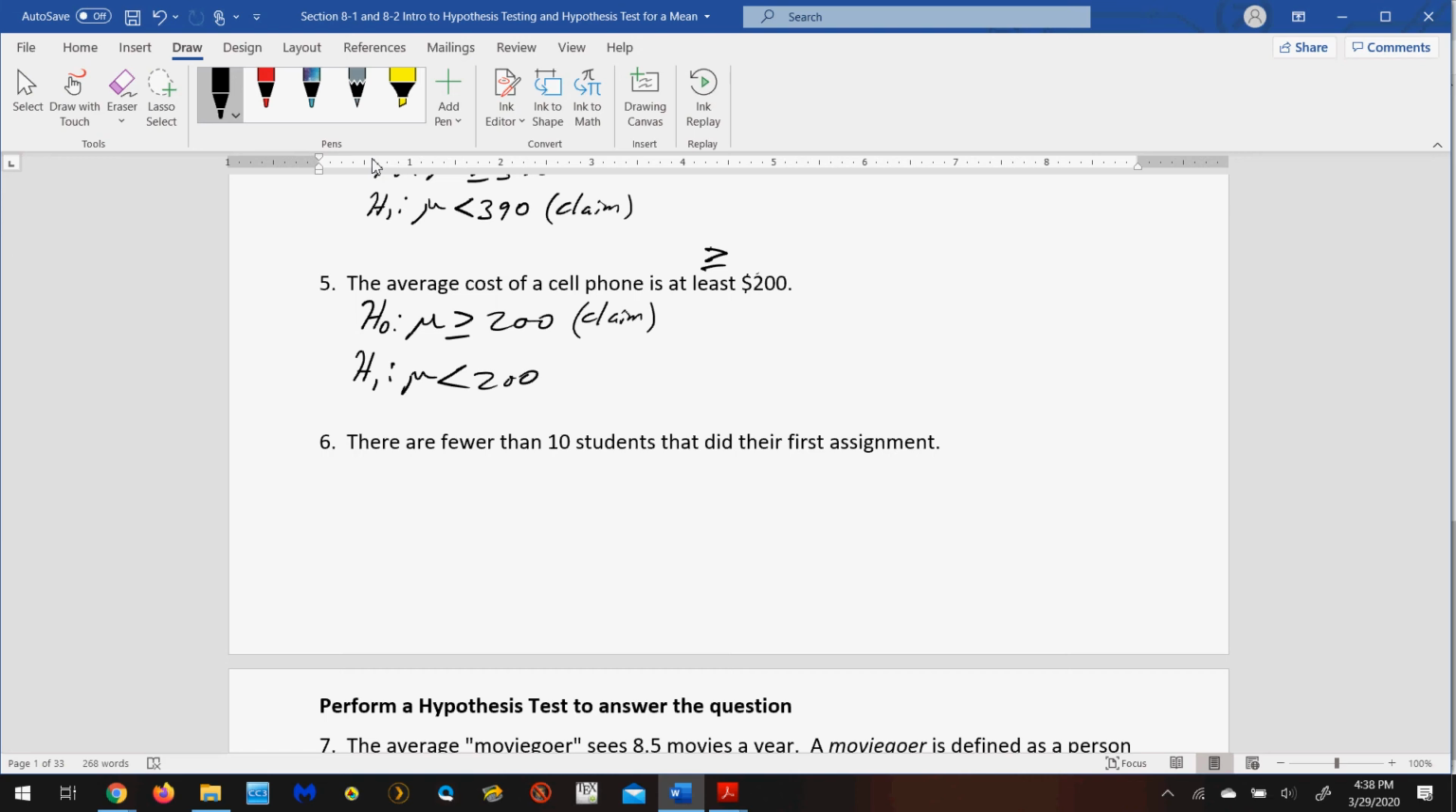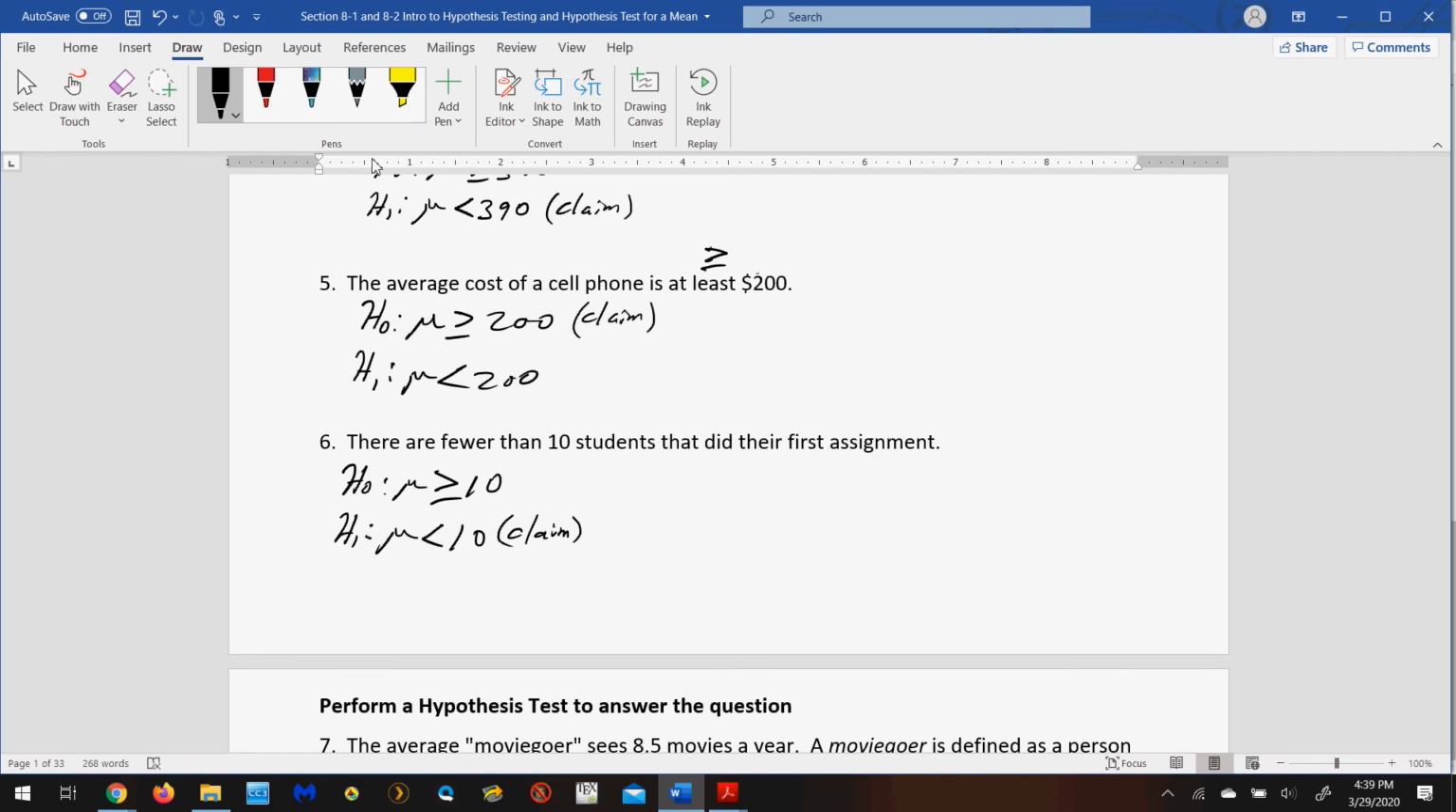Now it says there are fewer than 10 students that did their first assignment. Fewer has no equal to part, which means it would fall into the alternate hypotheses, and it's fewer than 10. The complement of fewer than 10 is greater than or equal to 10. And this part down here would be my claim.